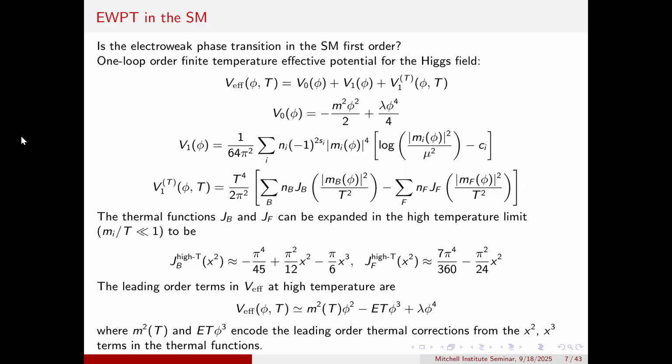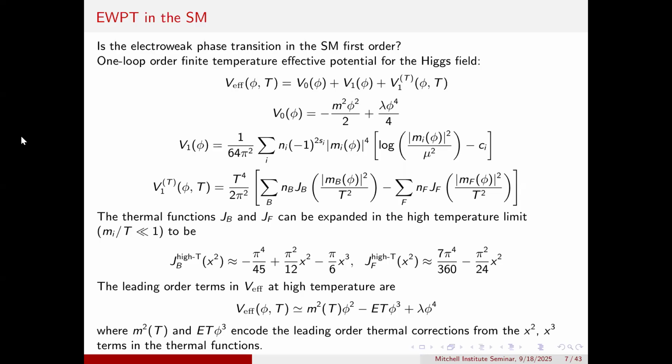To understand this, we have to look at the finite temperature effective potential for the Higgs field, which at one loop level takes this form. We have the tree level potential, and this V1 is the one loop correction at zero temperature, also called the Coleman-Weinberg potential. And we have this one loop correction at finite temperature. B and F stand for bosons and fermions.